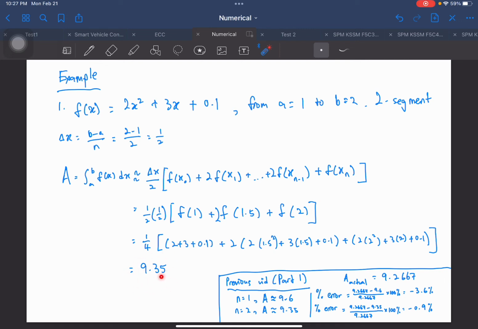You will get 9.35. To show that the accuracy increased, now we need to implement a concept called percentage of error. The percentage of error is the true value minus the approximate value, divided by the real value, times 100%. You can see that this is the value we calculated yesterday with n equals 1, and this is n equals 2. You'll find that n equals 2 has a lesser percentage of error, therefore it is more accurate.